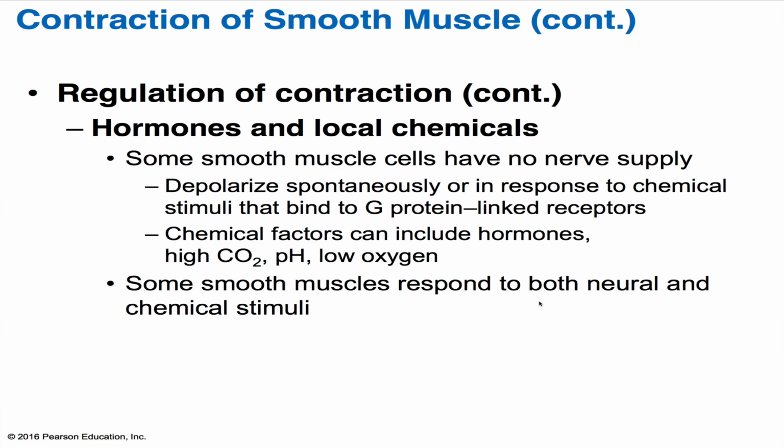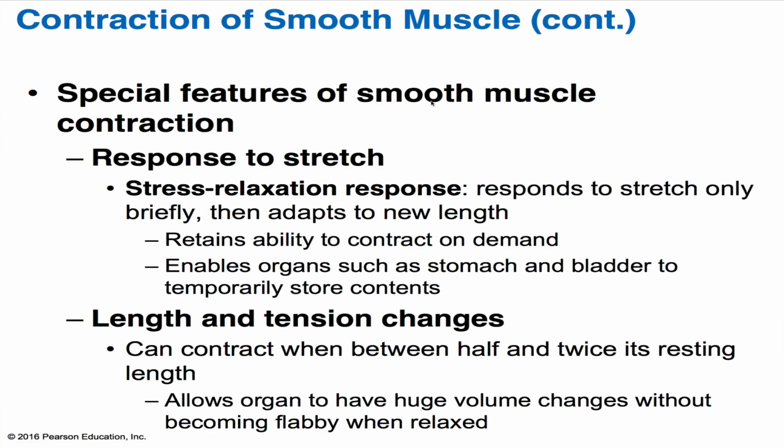Some smooth muscles respond to both neural and chemical stimuli. Stretching of smooth muscles also provokes contraction, which automatically moves substances along its internal tract. However, this increased tension persists only briefly. Soon, the muscle is able to adapt to its new length and then it relaxes. At the same time, it still retains the ability to contract on demand. This stress relaxation response is what allows hollow organs to fill up or expand slowly. At the same time, it allows them to accommodate these greater volumes without promoting strong contractions that would expel their contents.